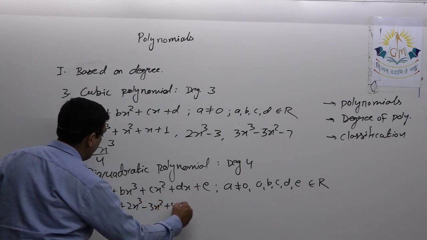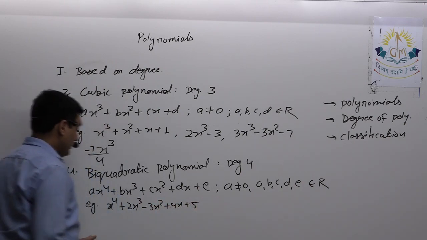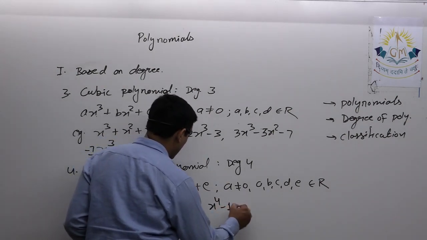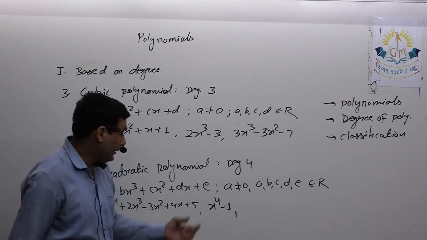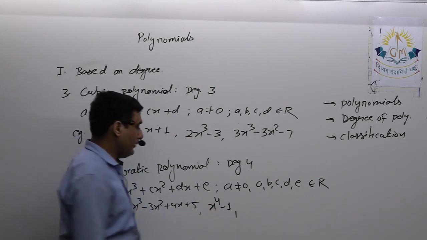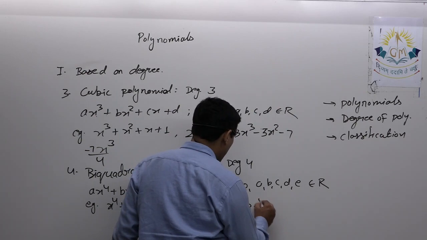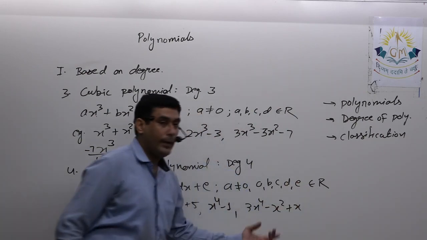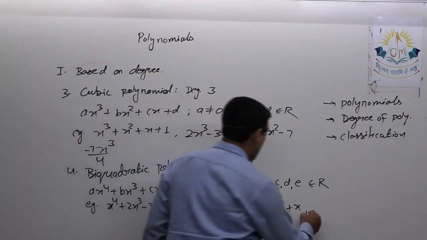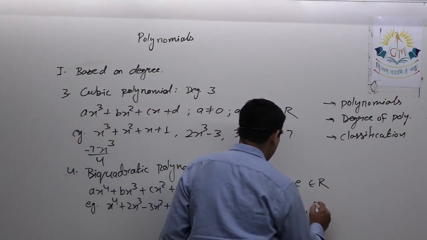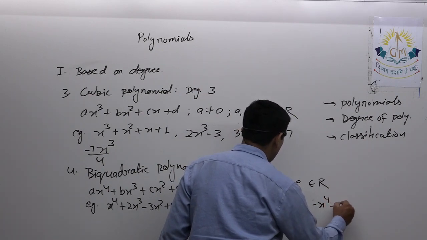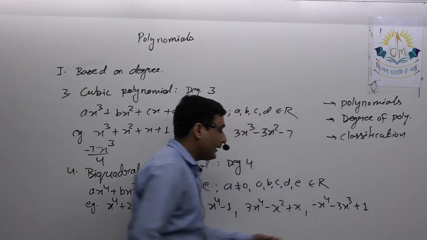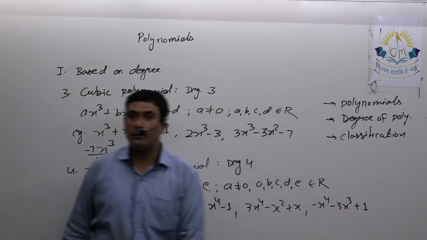Now if I write examples, so x raised to 4 plus 2x cube minus 3x square plus 4x plus 5. This is a biquadratic. Simply I write x raised to 4 minus 1. This is again biquadratic. Okay, this is I can say biquadratic binomial. I can write 3x raised to 4 minus x square plus x. This is biquadratic trinomial. Okay, if I write minus x raised to 4 minus 3x cube plus 1, this is again a biquadratic trinomial.